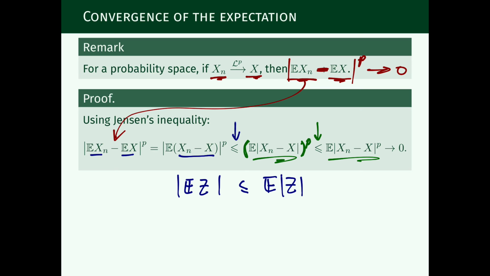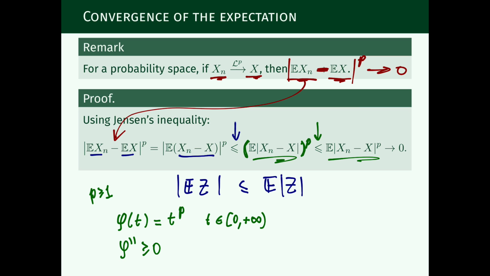This is a convex function, and here we are using that p is at least 1, otherwise it would not have been a convex function. What's the convex function? Phi of t equals t to the p for t non-negative. This is a convex function. We can see that by computing the second derivative, which shows that phi double prime is non-negative, so it is convex.